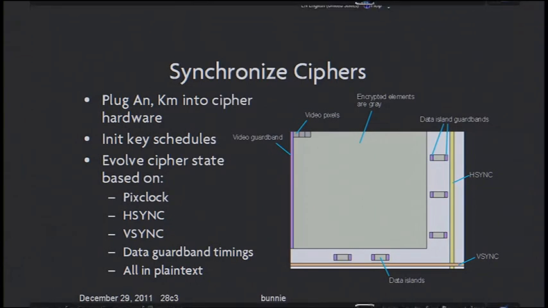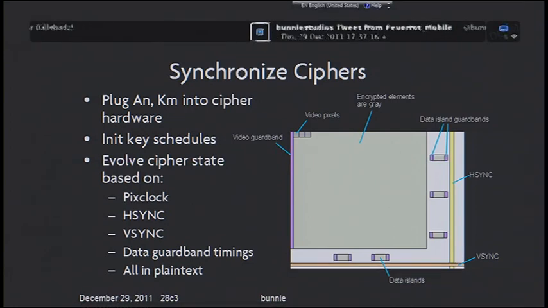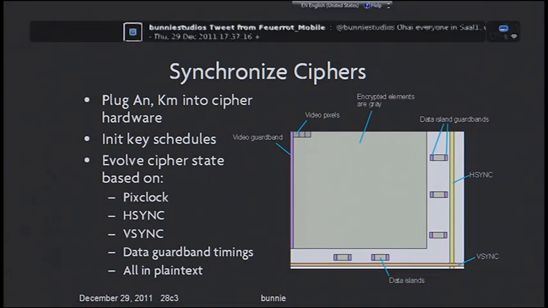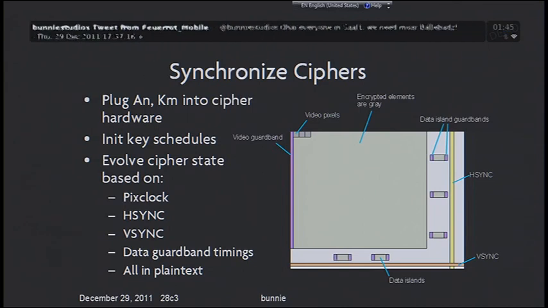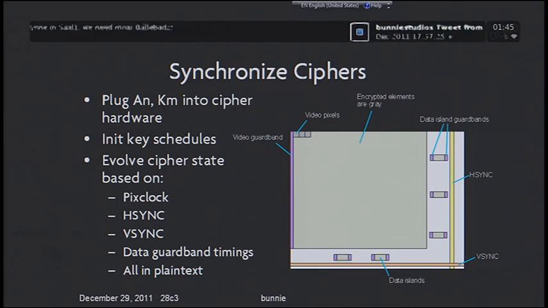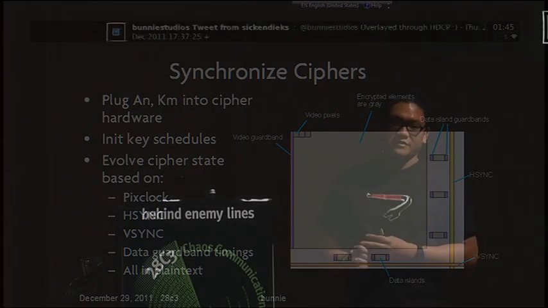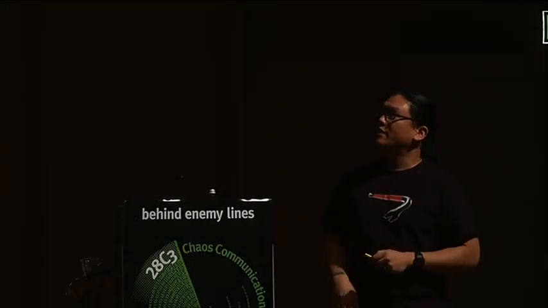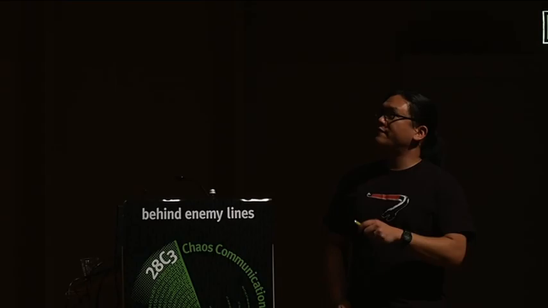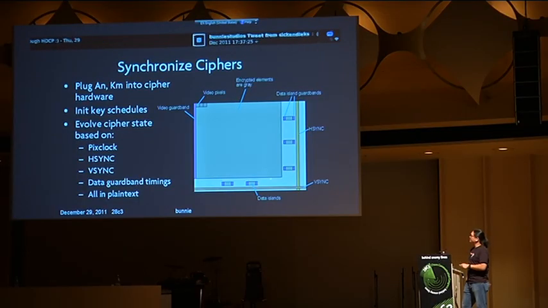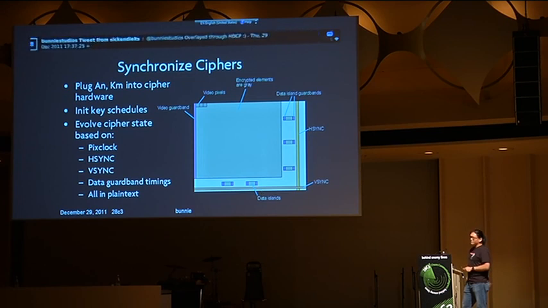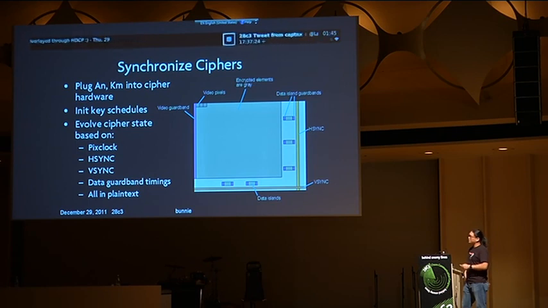So the ciphers themselves, as I had mentioned earlier, once you plug it into the hardware and you initialize the key schedules, the cipher state has to evolve based upon pixel clock first, but then also on H-sync, V-sync, data guard band timings, and a bunch of other bits and pieces. So in fact, when you have a frame of video, this is a frame, the active pixels are here, and then there's overscan on the edge for the H-sync and V-sync periods. They actually only turn on the encryption for actual data, right?